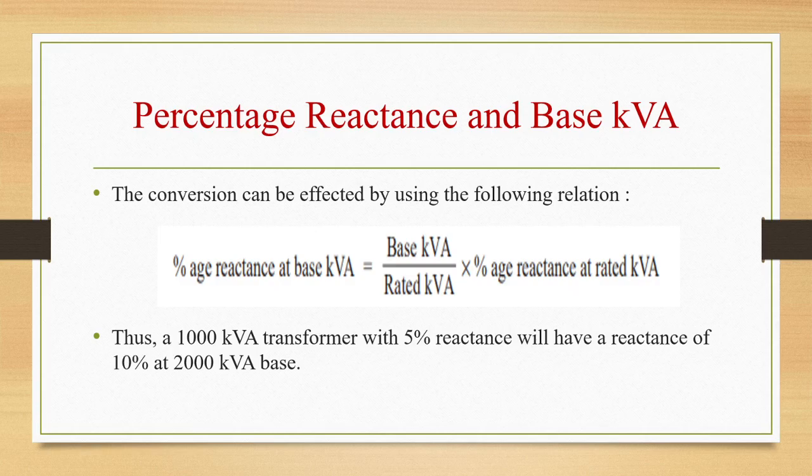So percentage reactance, what we are writing here, that we have to take into consideration base kVA here. Okay, so percentage reactance at base kVA is equal to base kVA by rated kVA into percentage reactance at rated kVA. So a 1000 kVA transformer with 5% reactance will have the reactance of 10% at 2000 kVA base.